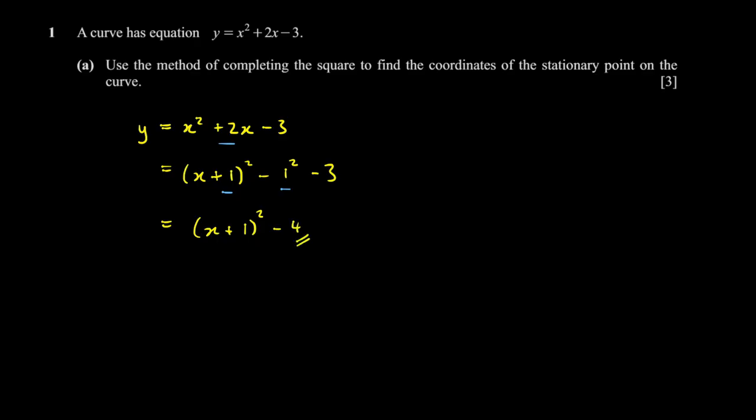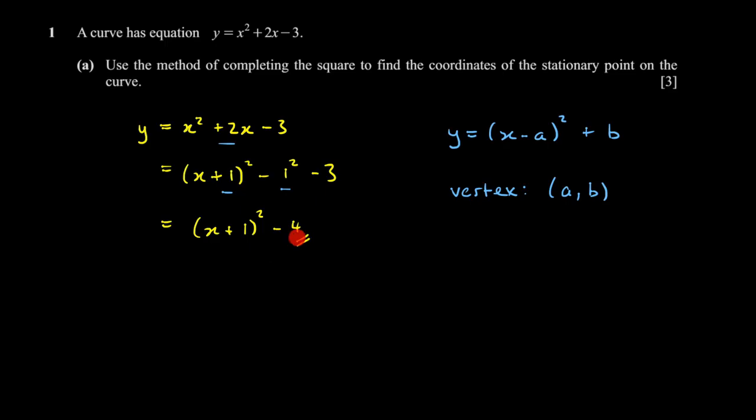Okay, now we want to identify where the stationary point is, and hopefully you can remember that if we've got a curve of the form x minus a all squared plus b, then the vertex, or the stationary point, is going to be at the coordinates a comma b, right? There's an issue here that students forget: this is x minus a, which gives you the x coordinate of the vertex as being positive a.